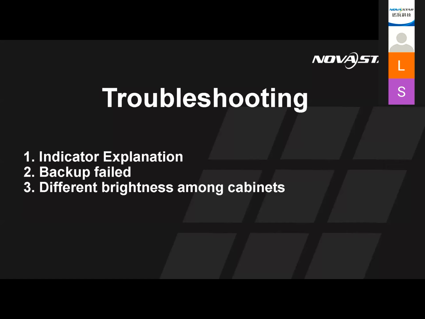The second one is, what if backup failed? How can we troubleshoot it? What will be the reason for backup failure? The third one is different brightness among cabinets. Sometimes you see several modules whose brightness is different from the others. What would be the reason for this issue? Okay, the first one is indicator explanation.